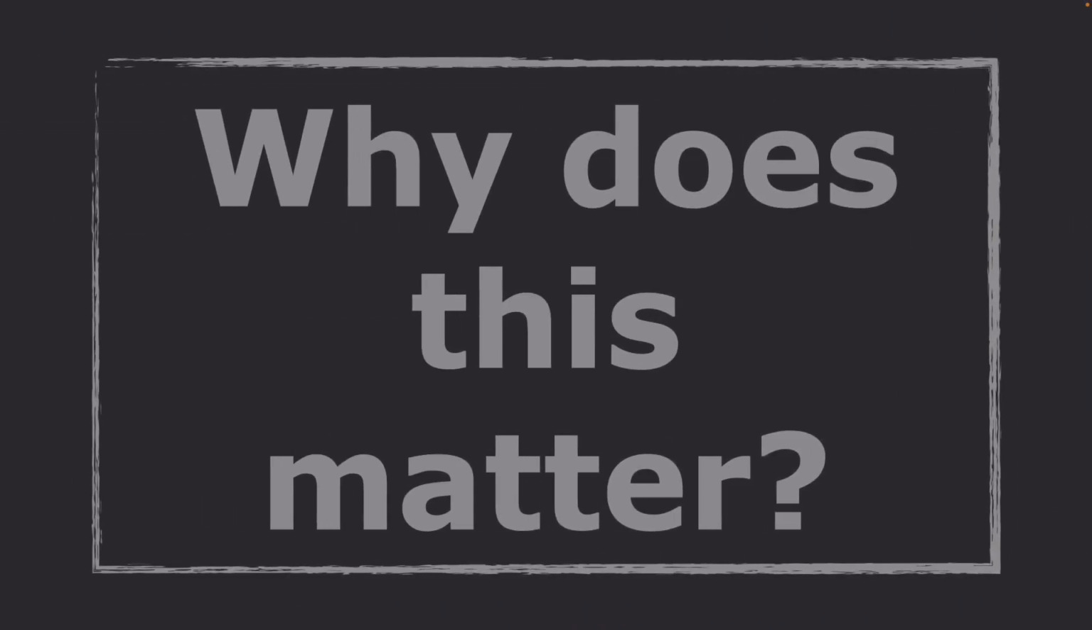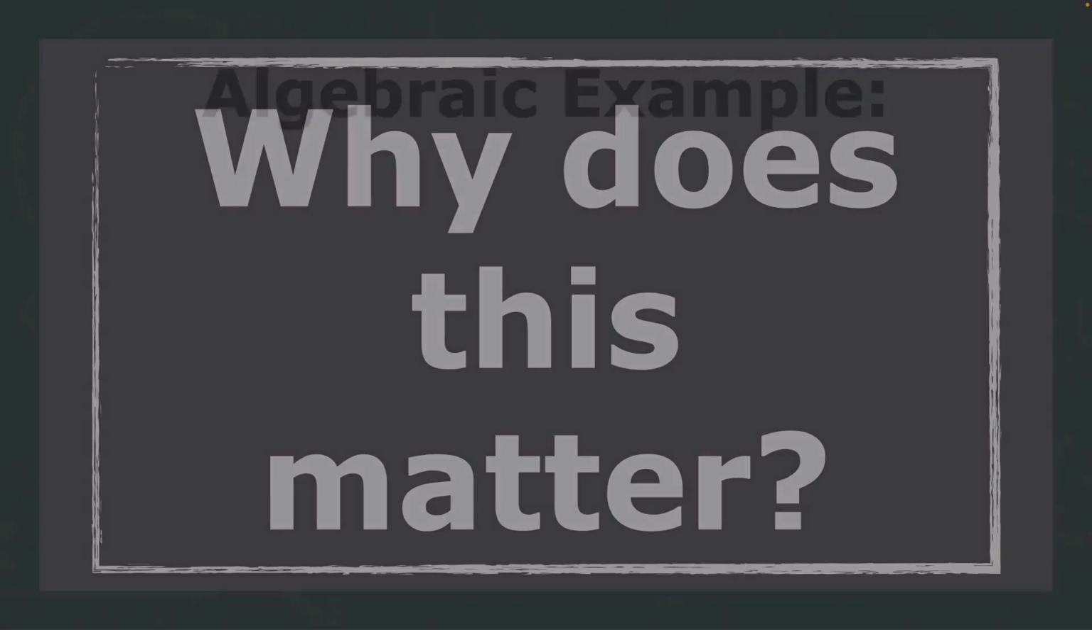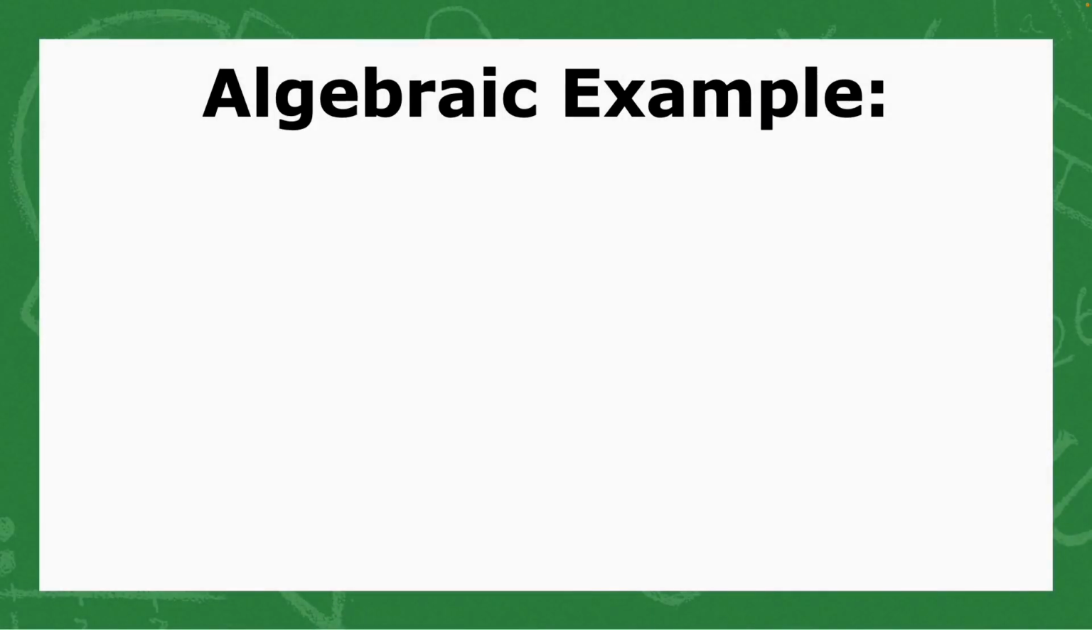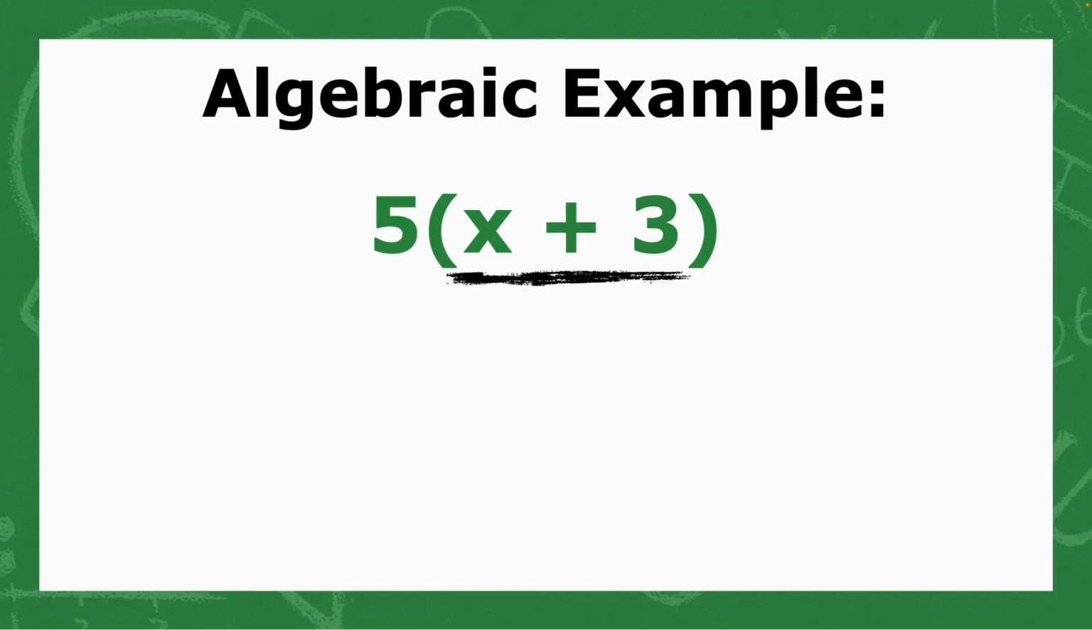So you're probably asking, okay, why does this matter? Well, the distributive property is especially helpful when we get to some algebraic examples. When you see an expression that looks like this, 5 times the sum of x plus 3, our knowledge of order of operations tells us that we need to work with those parentheses, or what's inside them, first. But we can't combine x and 3 when we don't know what x is. So here is when the distributive property works.